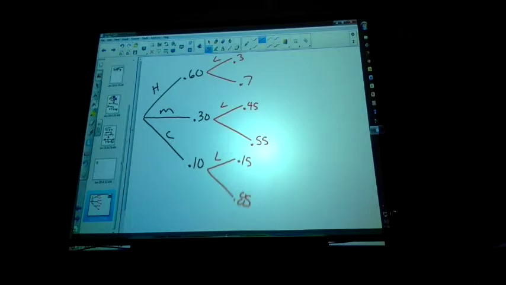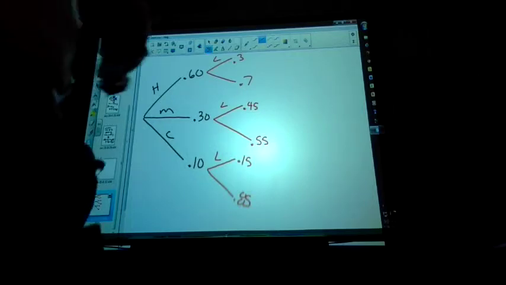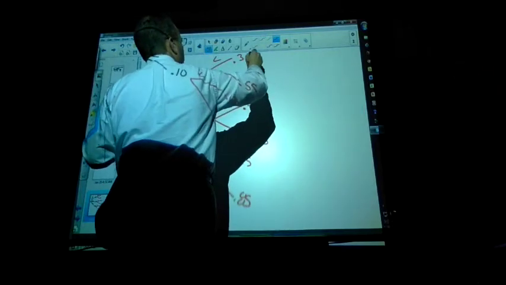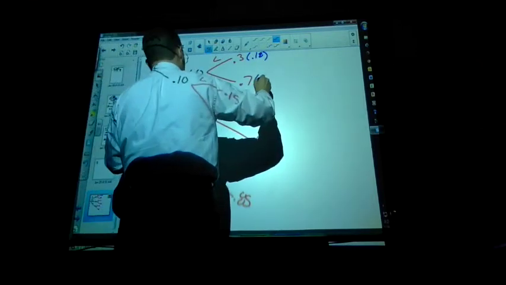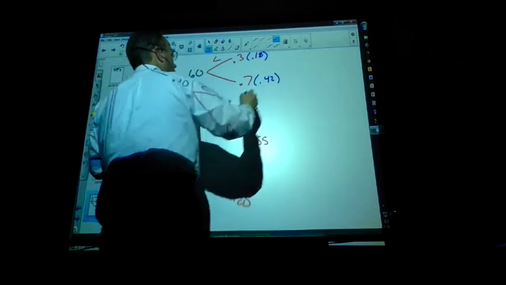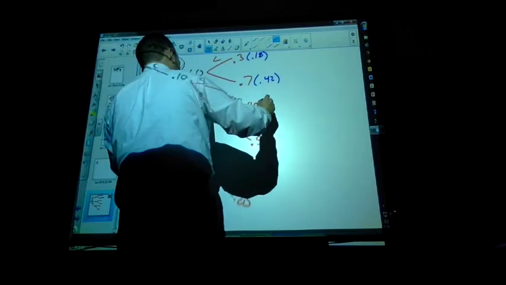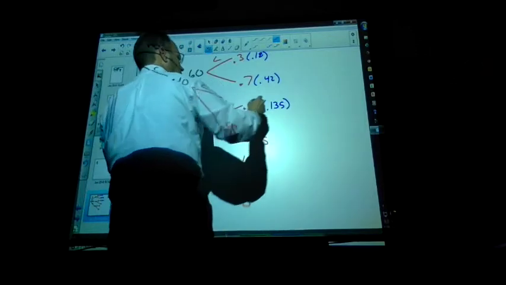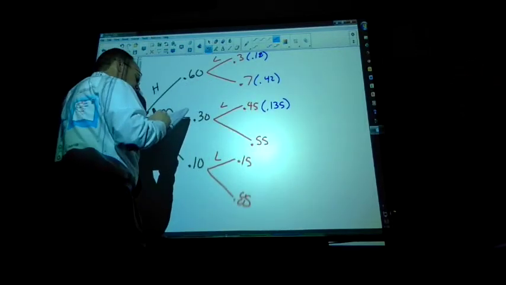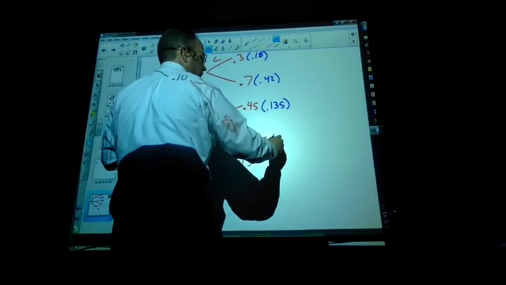Multiply. So 0.6 times 0.3 is going to give me 0.18. 0.6 times 0.7 is going to give me 0.42. 0.3 times 0.45 is 0.135. 0.3 times 0.55 is 0.165.